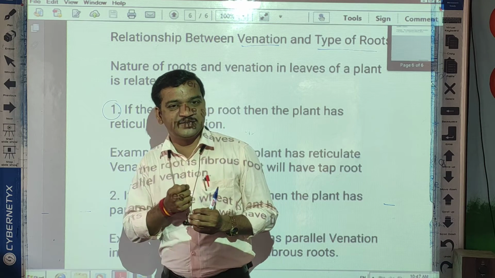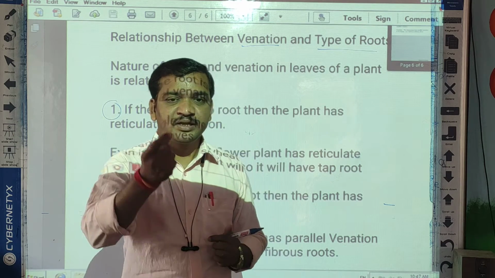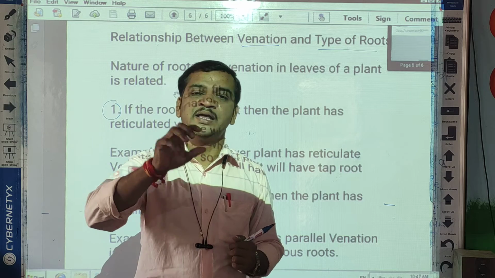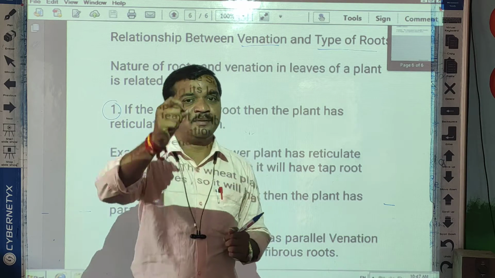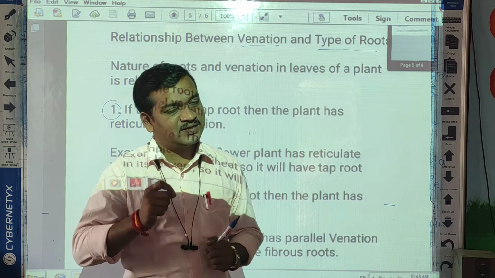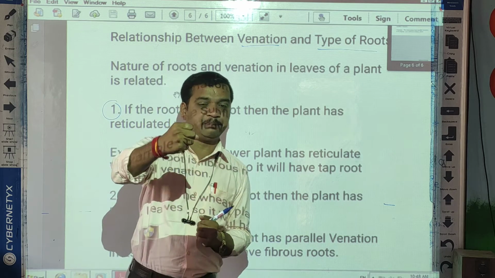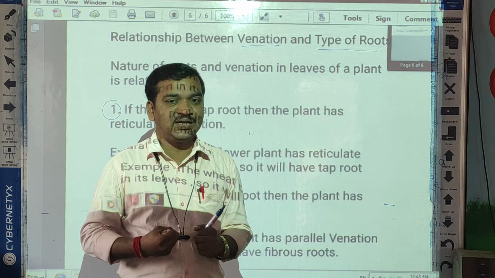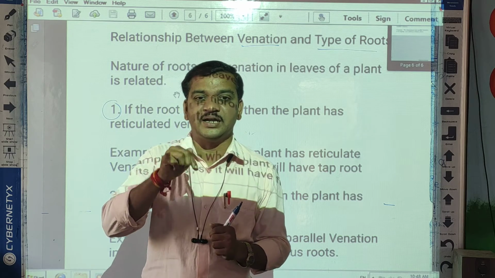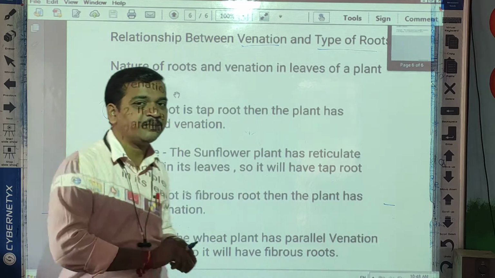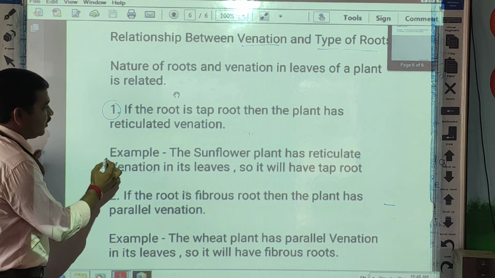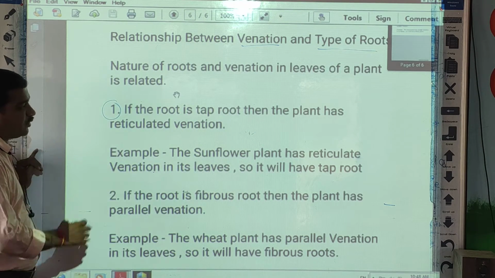Second, you can do it like this also. You go to the plant, you see the leaf venation of that plant. If the leaf venation of the plant is reticulate, then surely that plant has taproot system. It means without uprooting the plant, we can understand the root system which is under the ground with the help of leaf venation. Okay, students.